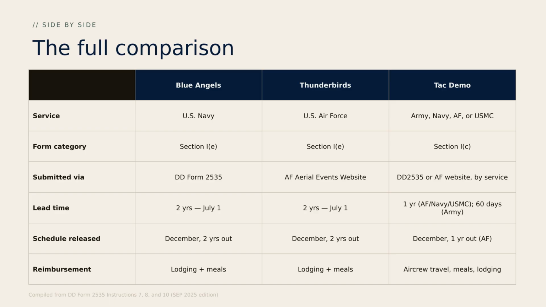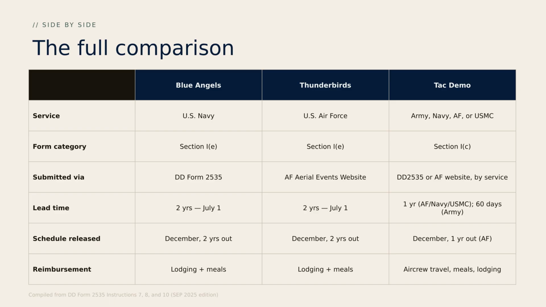Once you know which team and which service you're requesting, submission comes down to one of exactly 2 doors. If you're requesting anything from the Army, Navy, or Marine Corps, and that includes the Blue Angels, you complete the DD Form 2535, get the FSDO signature in Section 8 if your activity requires it, and email the completed PDF to that service's Community Outreach Office. If you're requesting anything from the Air Force, the Thunderbirds, or an Air Force Tac Demo Team, skip the PDF entirely and create an account on the Air Force Aerial Events website instead.